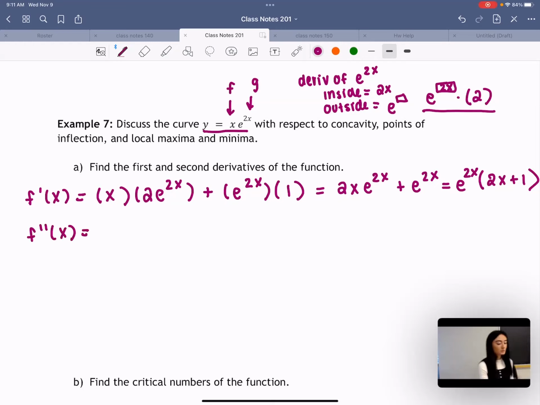All right, let's find our second derivative. Same thing, let's use the product rule. We already know what the derivative of e to the 2x is. We did it up top.